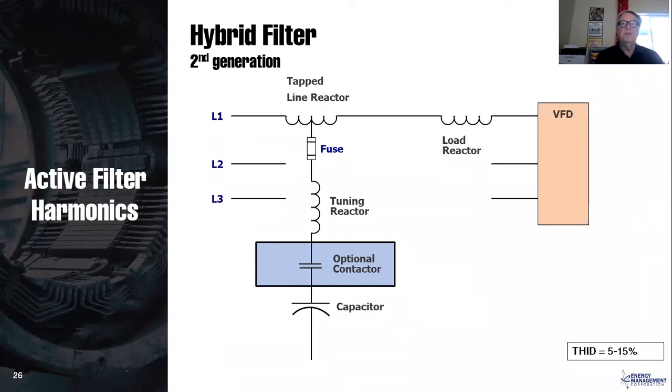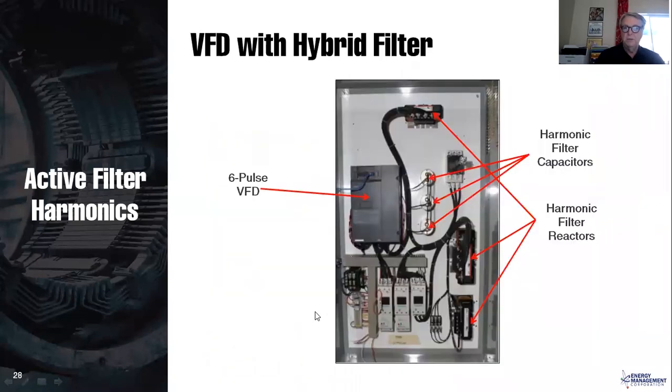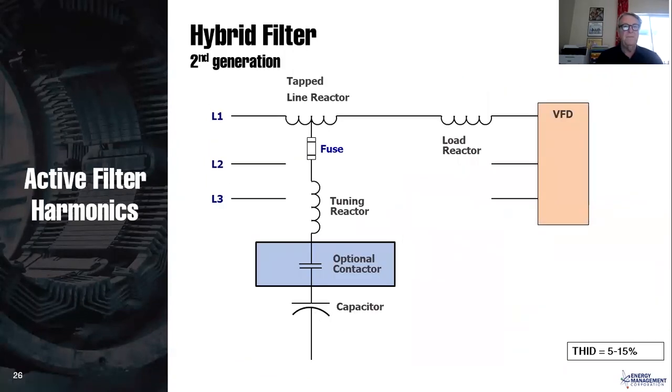A hybrid filter uses 3 reactors and a capacitor, and a hybrid filter will get you down somewhere between 5 and 15% distortion, so much nicer. And if you want to know how this works, a little bit simplistic explanation, but pretty accurate, is that this reactor is tuned to this capacitor at about the 5th harmonic. The 5th harmonic is the worst harmonic on a 3-phase variable frequency drive. So we basically try to shunt the 5th harmonic.